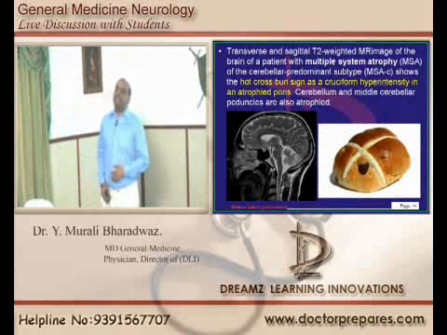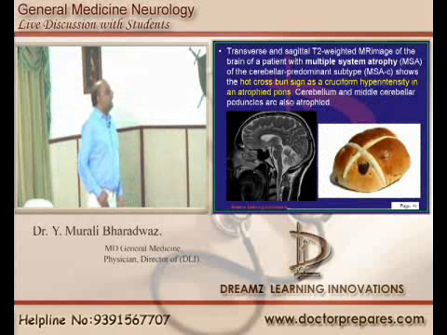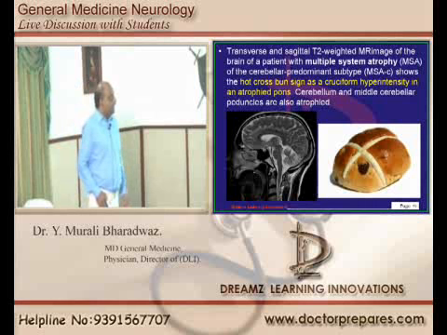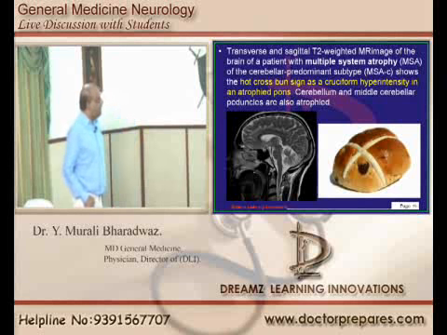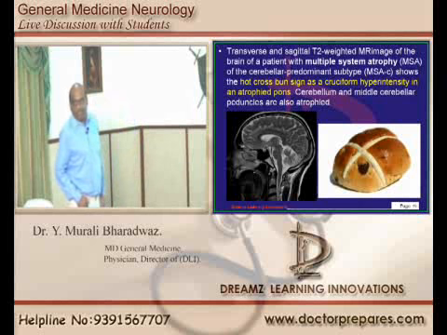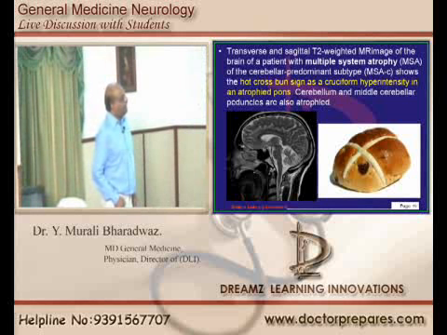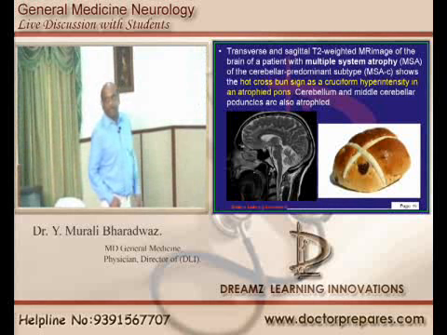Now because of this degeneration of the cerebellum and the olivary nucleus, how does the brainstem typically look? Typically the pons is atrophied. See doctor, I think now you might have already got an idea. This is the cerebellum, this is the cerebral cortex, this is the spinal cord, and this part is basically the brainstem. The lowest part of the brainstem is the medulla. Above that you have the pons, and above that you have the midbrain.